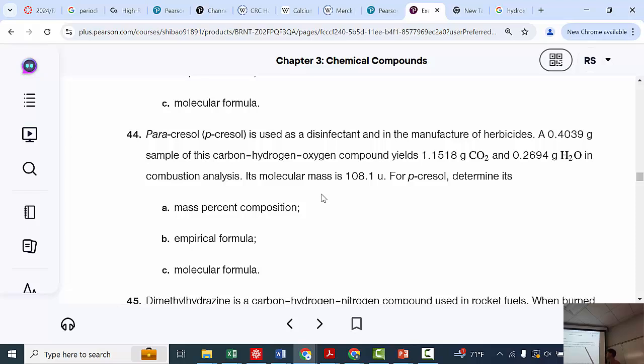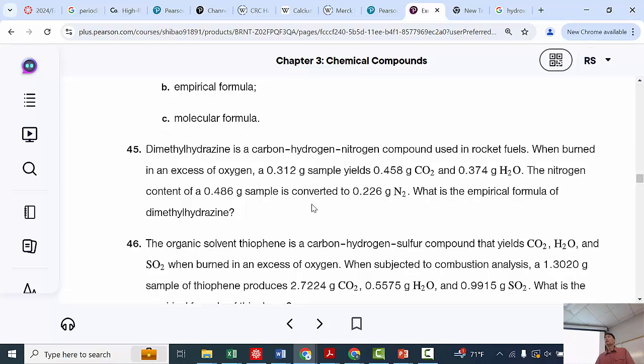So once we know how many grams of carbon we have, we do the same thing. We get the grams of hydrogen, subtract out the grams of carbon and the grams of hydrogen, and what we're left with is grams of oxygen, and then convert everything to moles, get the simplest whole number mole ratio, and then we have the empirical formula.